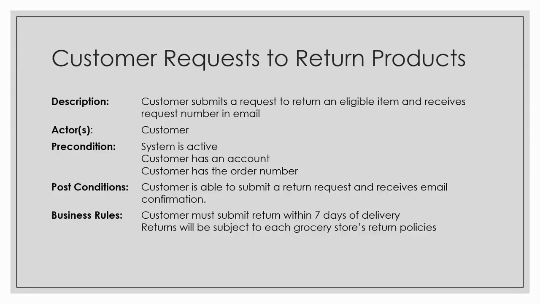Let me discuss use case 7 first. This covers a scenario when a customer submits a request to return an eligible item. The actor is the customer. We have certain preconditions like the system being active, the customer has an account already and knows the order number that contains the items to be returned. The expected post conditions are that the customer is able to submit a return request and receive an email confirmation. Some of the business rules for this use case are that the customer must submit the return within 7 days of receiving the order, and the items need to be eligible based on the store's return policy.